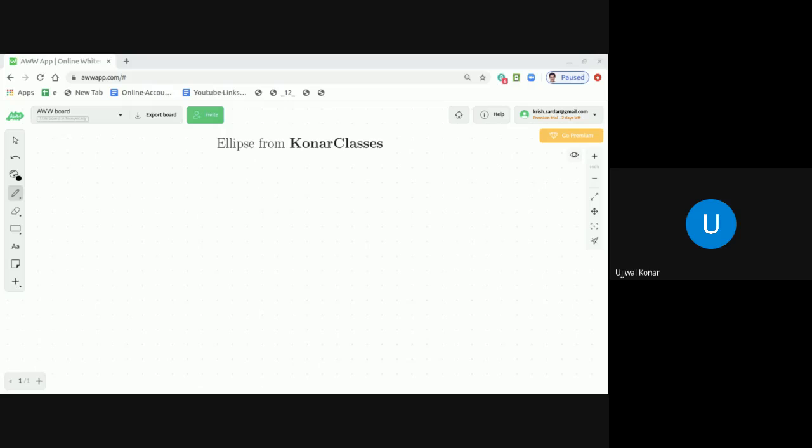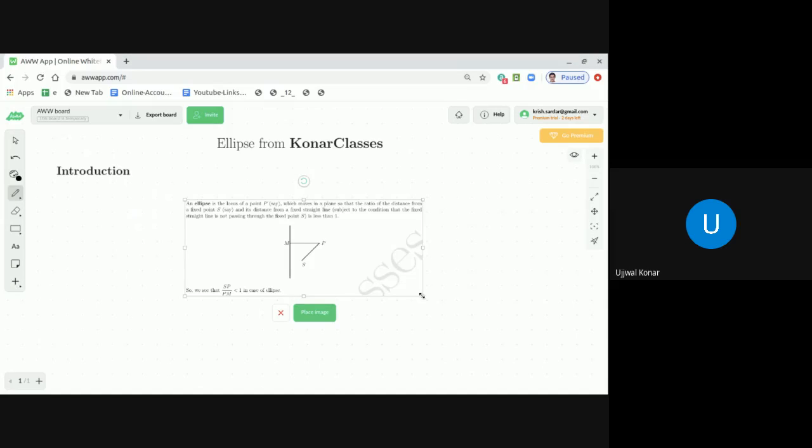Okay, great. So, in introduction, what I can say is something like this. An ellipse is a locus of a point P which moves in a plane, so that the ratio of its distance from a fixed point S to its distance from a fixed straight line, subject to the condition that the fixed straight line is not passing through the fixed point, is less than 1. Let me write it down, dear students, and then let me explain further.